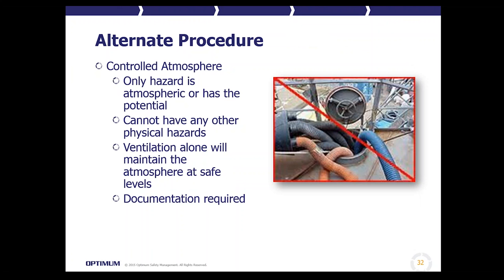We talked a little bit about alternate procedures earlier, another one of the classifications. And again, I just want to make sure that we're very clear that it's controlled atmosphere. The only hazard that's present is atmospheric, or there's a potential for atmospheric hazard. There can't be any other physical hazards. So if we had a possibility of an engulfment hazard, a storm sewer cannot be considered an alternate procedure because that hazard is still present or potentially present. And ventilation is going to maintain the atmosphere at safe levels, but just remember, it doesn't eliminate the hazard.